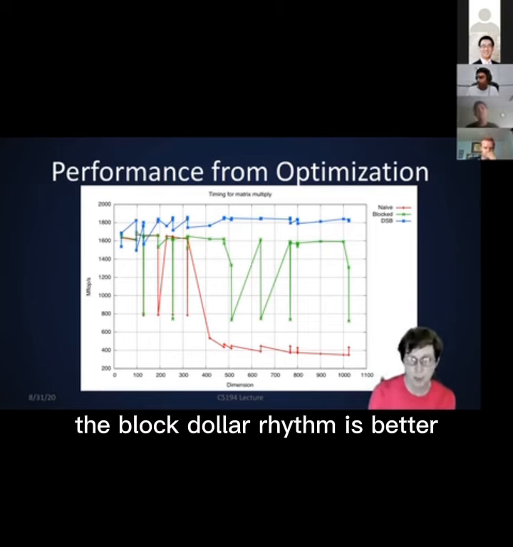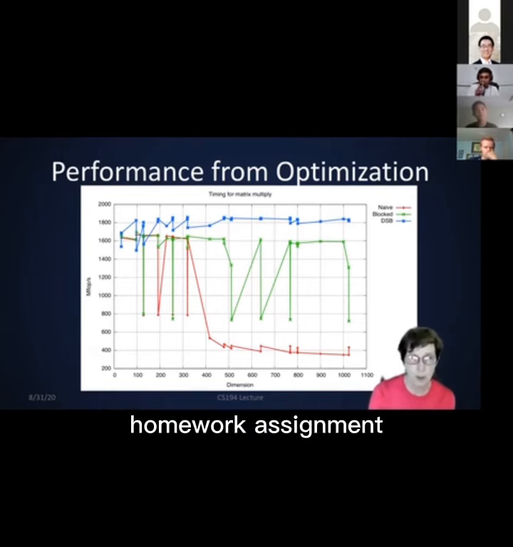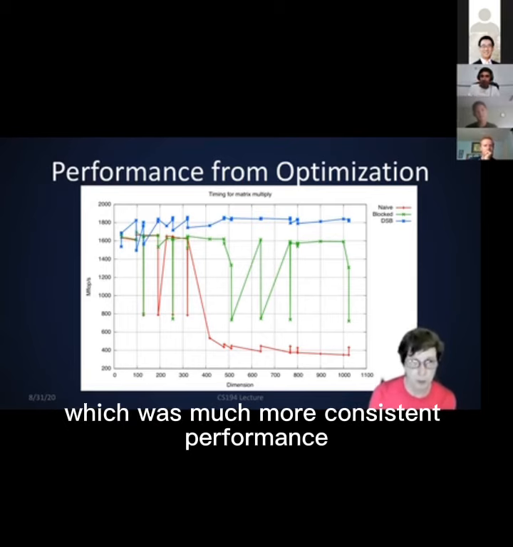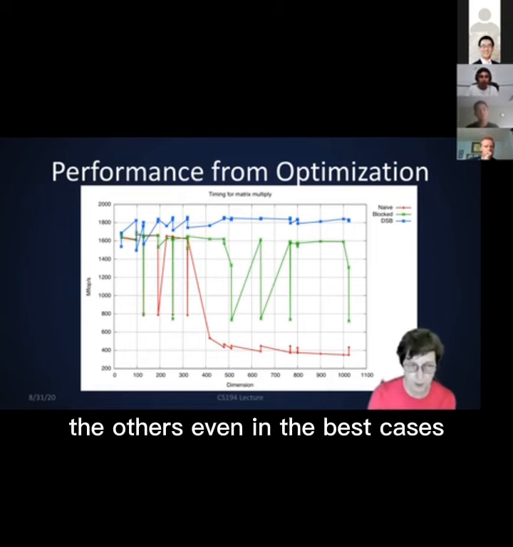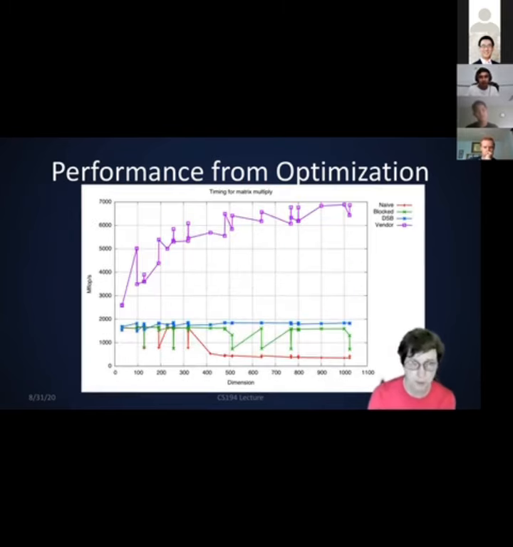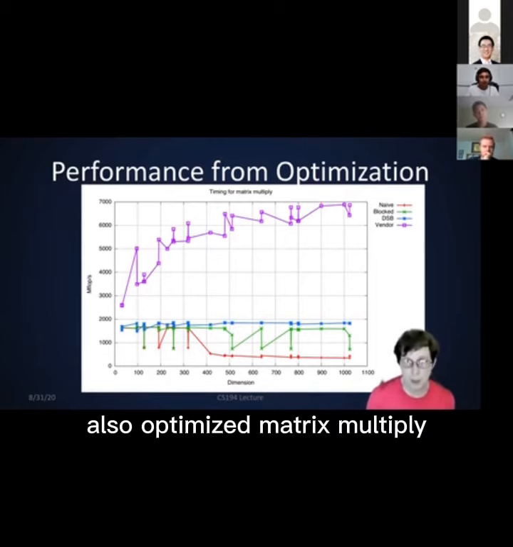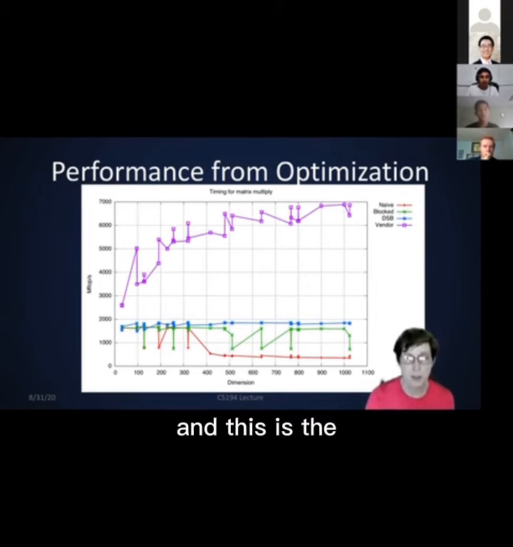The blocked algorithm is better, but you'll see really jagged performance. You may see something like this on your homework assignment. And then he built his own optimized version, which had much more consistent performance and was a little bit better than the others, even in the best cases. However, the vendor also optimized matrix multiply. So there are all three of the same curves down here, and this is the performance that the vendor got out of the same hardware.